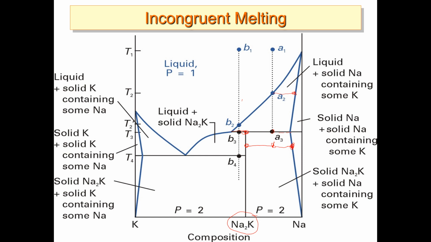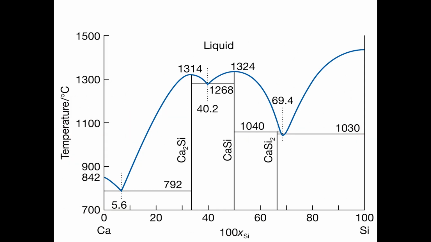Let's look at reacting substances that do have defined melting points. And so here's calcium and silicon. So pure silicon's melting point is here. Pure calcium's melting point is here, 842. Ca2Si has a melting point of 1314. CaSi at 1324. CaSi2 is incongruent melting. And so it comes up here and it decomposes. It has a decomposition temperature, but it's really not a well-defined melting temperature, because if you were trying to get this melting point, you would not ever see a sharp melt. It would just be this smooth curve all the way up.